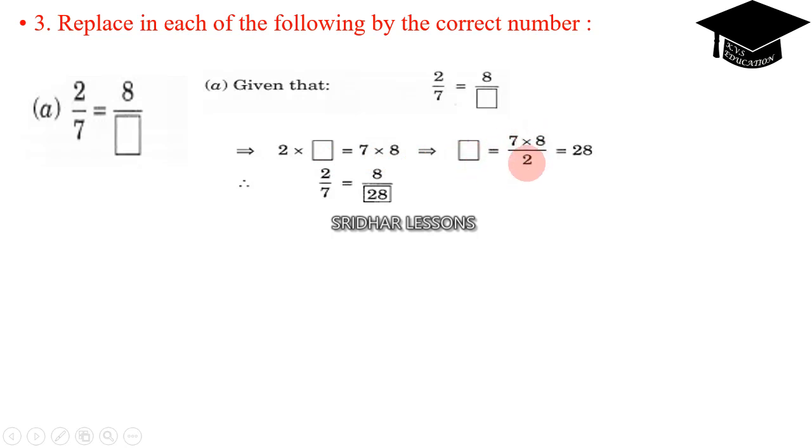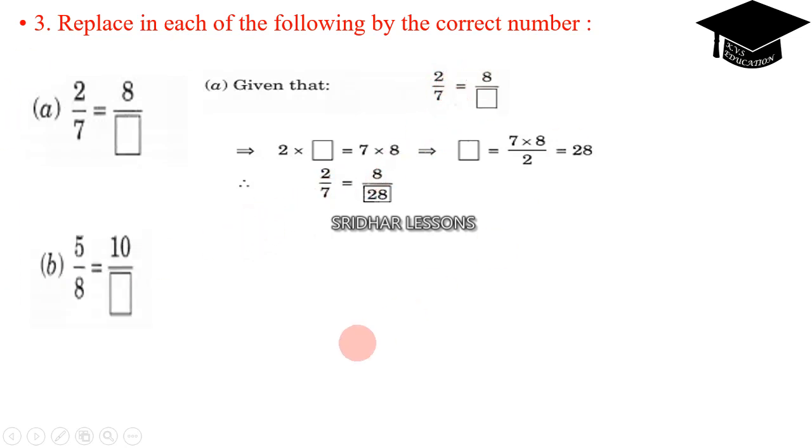So by simplification, 2 cancels in 8 4 times. So 7 into 4 is equal to 28. That means 2 by 7 is equal to 8 by 28. Simple cross multiplication: 2 multiplied with the blank and 7 multiplied with the 8. This is cross multiplication.